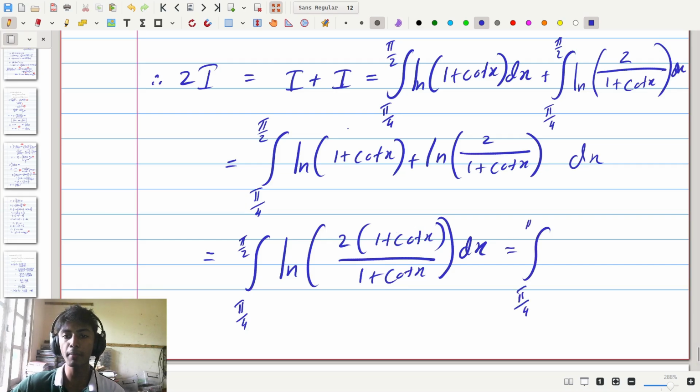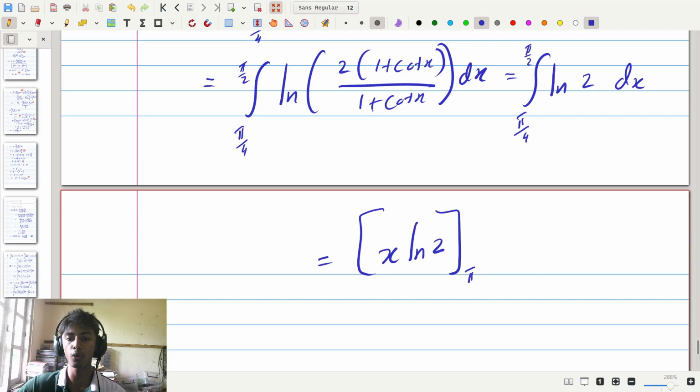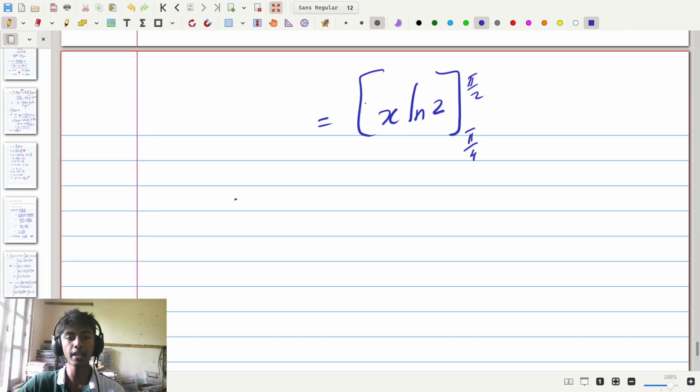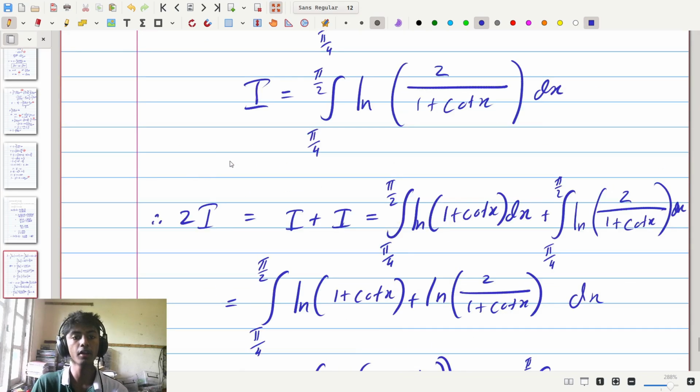and leave us with the integral from pi by 4 to pi by 2 of the natural logarithm of what's left on the inside, which is just a 2. So natural logarithm of 2, which is a constant. And with that we can see this integral is simply going to be equal to x times the natural logarithm of 2 integrated with the limits of pi by 4 and pi by 2. Now substituting in the limits, we have pi by 2 times natural logarithm of 2 minus pi by 4 times natural logarithm of 2, which is equal to pi by 4 times the natural logarithm of 2. Now this is equal to 2 times I.